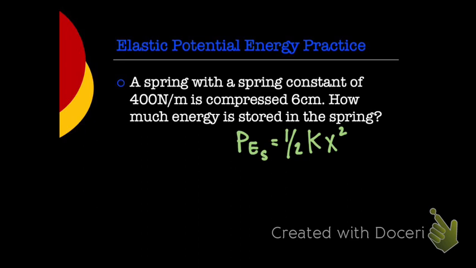Okay. It says our spring constant is equal to 400. So k is equal to 400. And it's compressed 6 centimeters. How do we feel about that? It goes on the x, right? Okay. It goes with x. You're going to have to make it into meters. Bingo. We got to make it into meters.